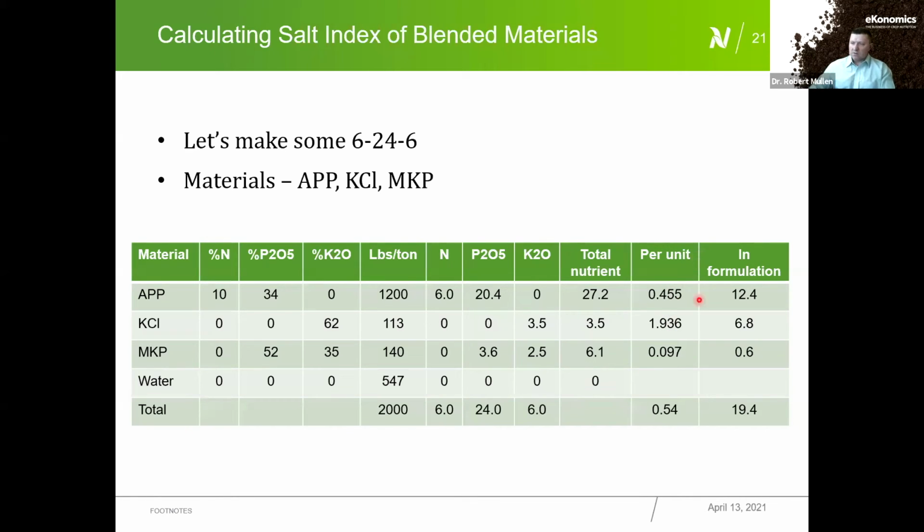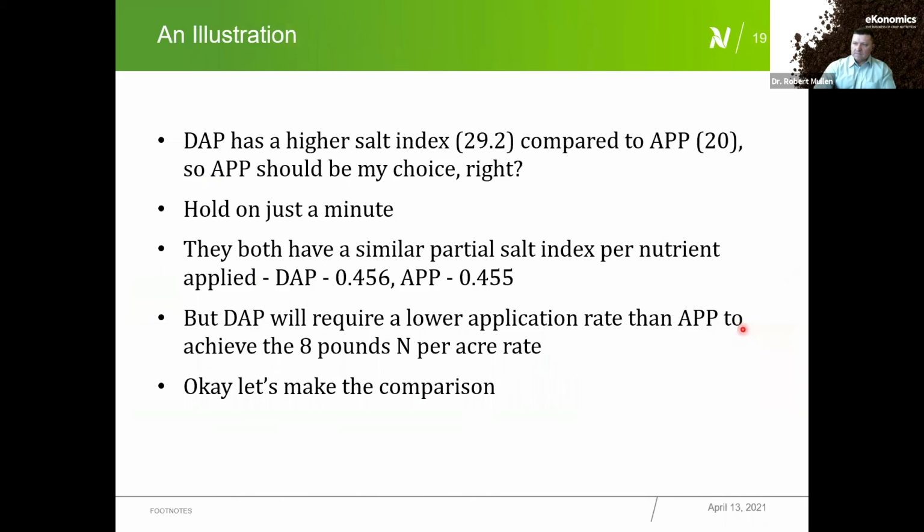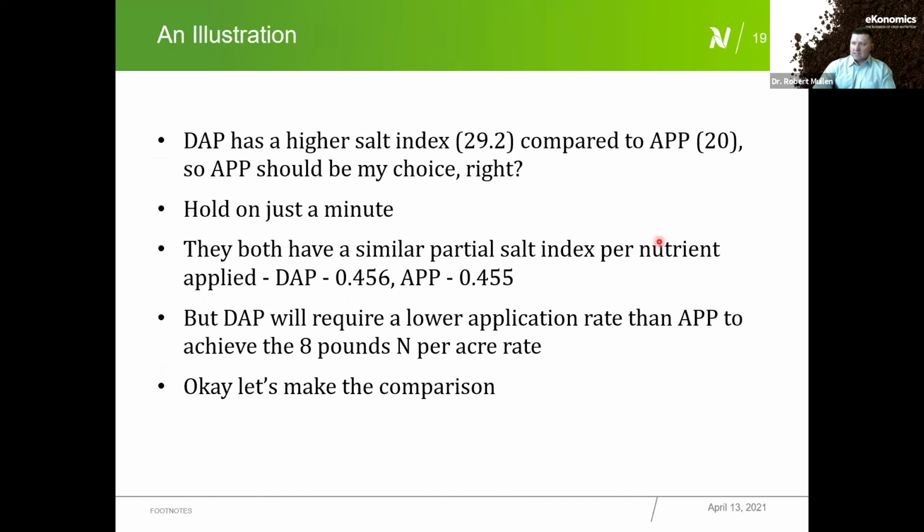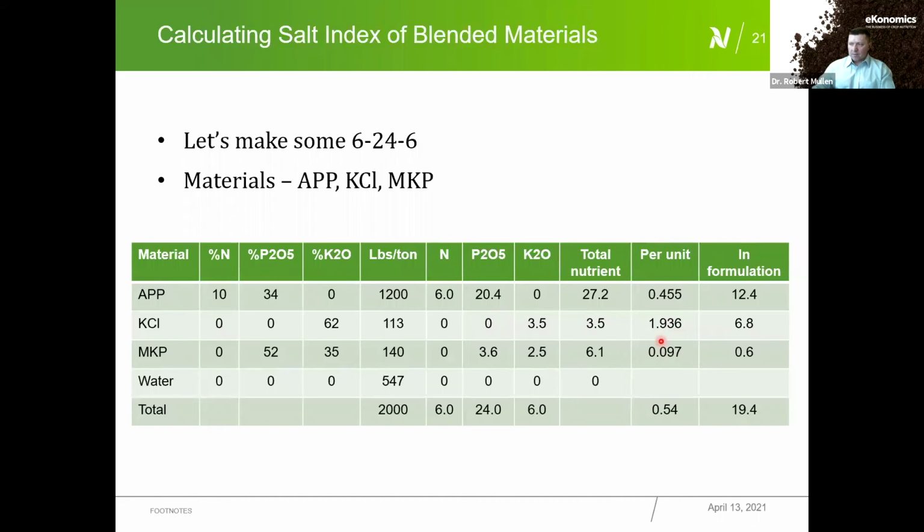So just to prove it to you, this 0.097 comes from right there. There's the monopotassium phosphate, the 0.097. That's where these come from. I'm pulling straight from there. I do my math. I multiply 27.2 by 0.55. I get 12.4. You sum these up. And for this material, the 6-24-6 product with these raw materials as the starting products, this is the resulting salt index.